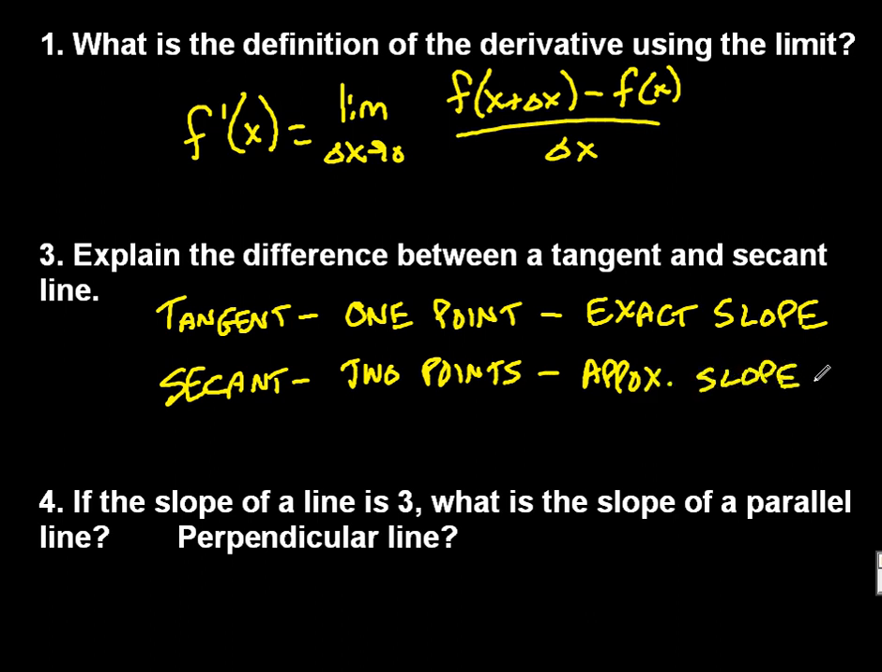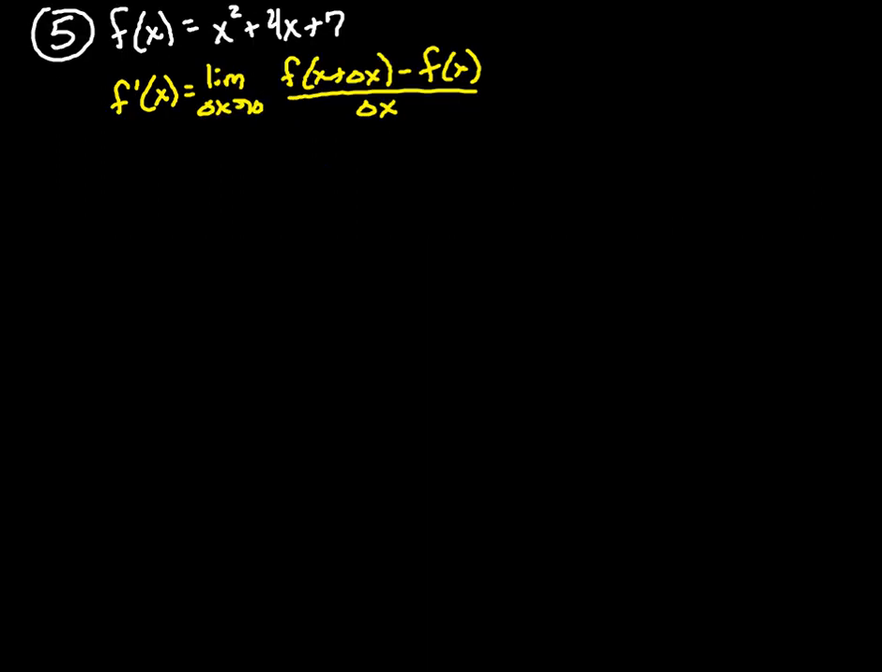And last one, if the slope of a line is 3, what is the slope of a parallel line to it? That means the slope is the exact same. Its slope would be 3. The perpendicular line would be its opposite and its reciprocal. So flip it over as a fraction and make it negative. All right, let's continue forward.